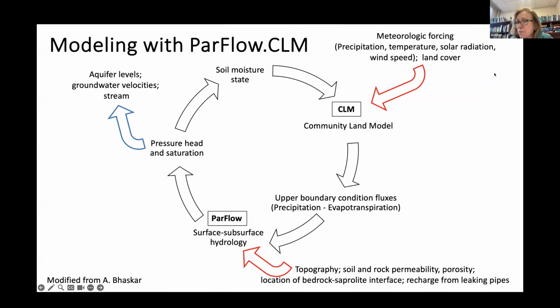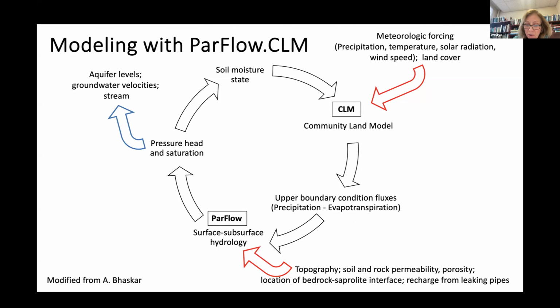And then the model also requires land cover. So we need some idea of the pixelation of vegetated cover, and we alternate between using the USGS 30-meter land cover data, and sometimes we use a Chesapeake Conservancy 1-meter land cover data, depending on what we're doing. The land cover heterogeneity, coupled with the meteorologic forcing, is what's going to affect evapotranspiration, right? So from the community land model, we generate the upper boundary conditions that go into ParFlow. The precipitation and evapotranspiration are generated by the community land model.